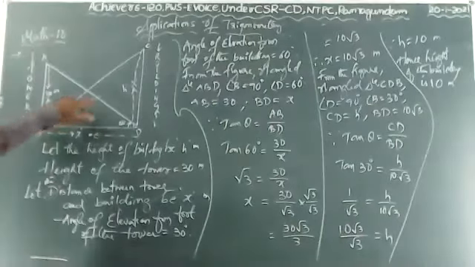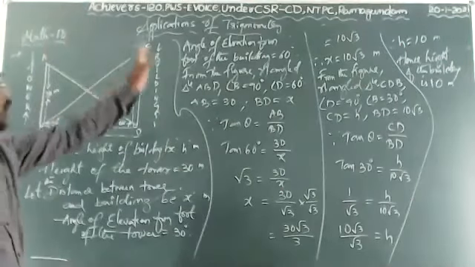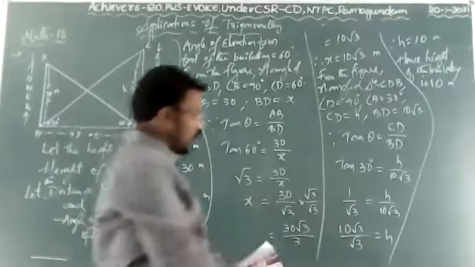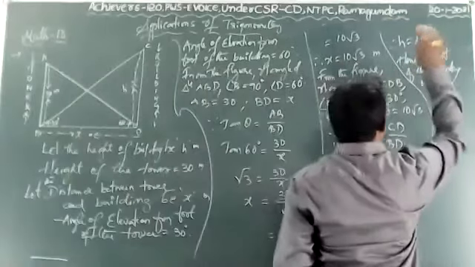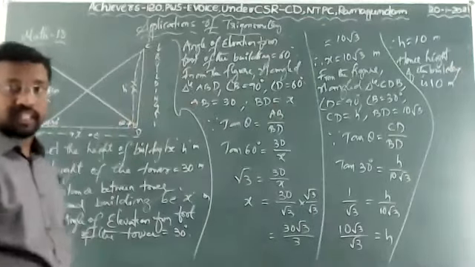Indirectly, the distance is 10 root 3. Tower height is 30 meters. The tower is taller than the building. Okay, fine. Whatever it is, h is equal to 10 meters. That means the height of the building is 10 meters.